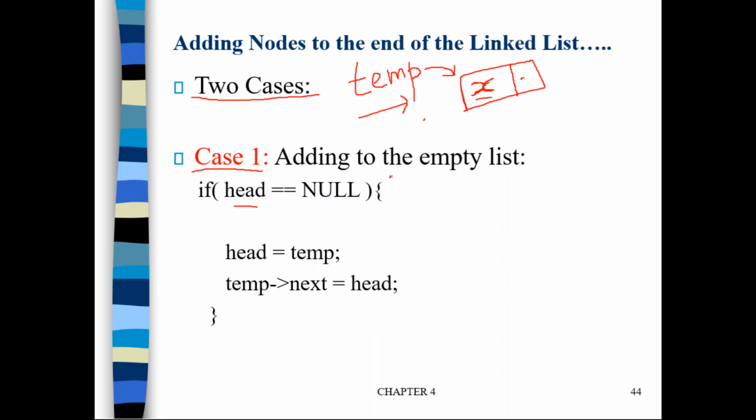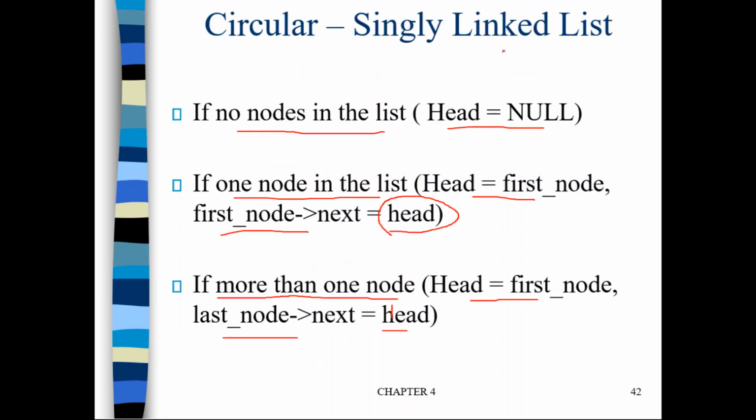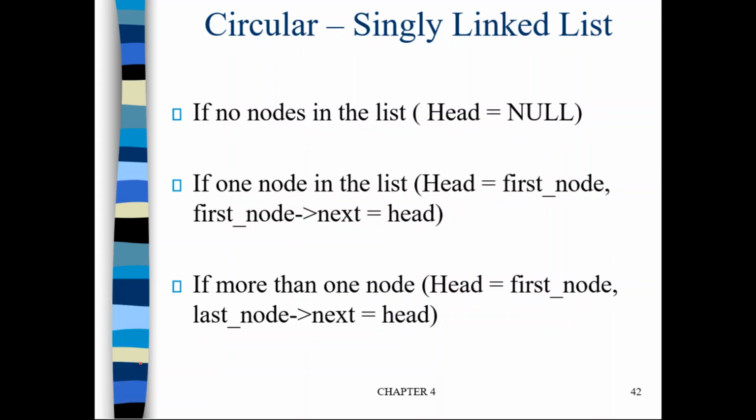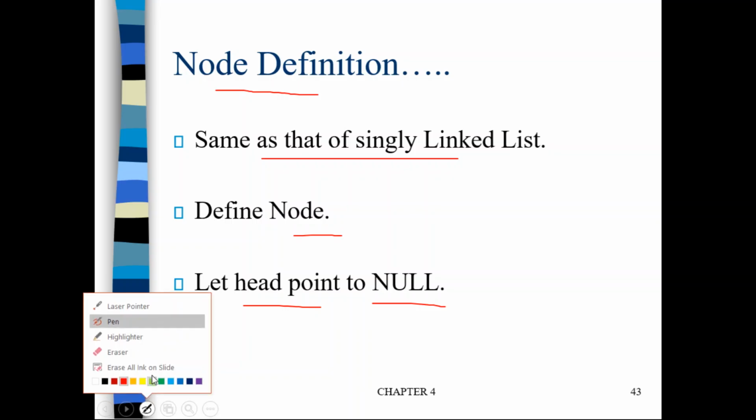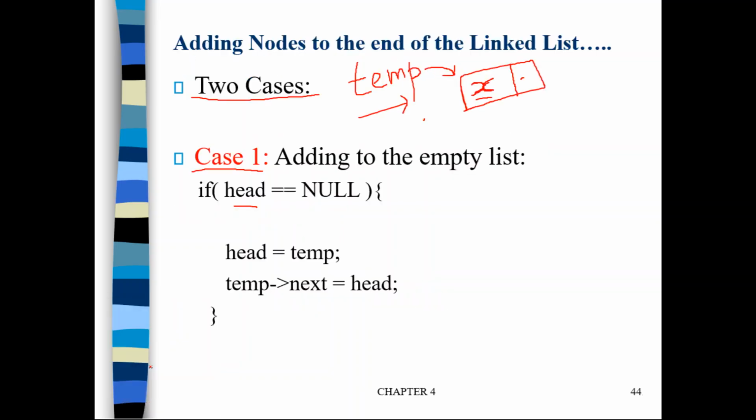So when the linked list is empty, if you go back to the previous slides, if there are no nodes in the list, then what is the condition? The condition is head is equal to null. If head is equal to null, then it means that the linked list is empty. So that is what you have to check. If head is equal to null, the linked list is currently empty, then this is the only node the linked list will have.